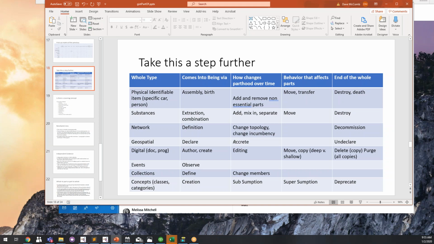Yep. It's funny, the more you think about it, it is kind of a funny thing. And the further you get down this list, it gets weirder.